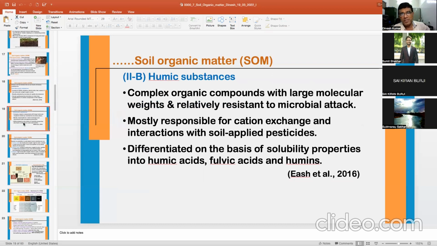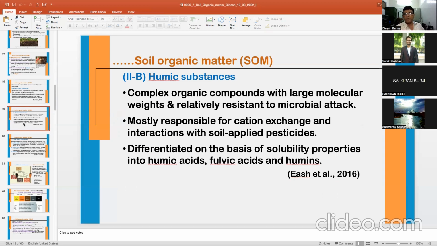Then humic substances. Humic substances are also part of humus, complex organic compounds with large molecular weight and relatively resistant to microbial attack. You have seen non-humic substances, fat, carbohydrate, all can be quickly acted upon by microbes. But here, humic substances cannot be easily broken down by microbes. They can remain stable for decades.